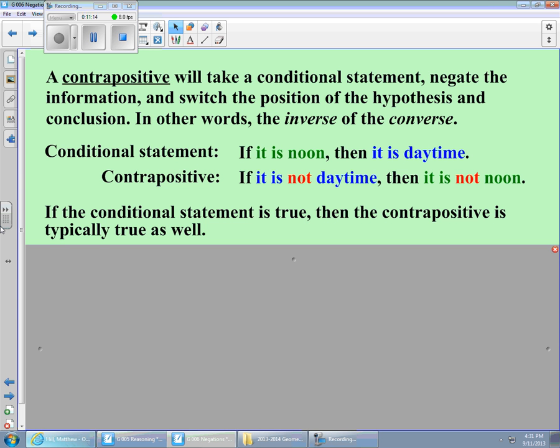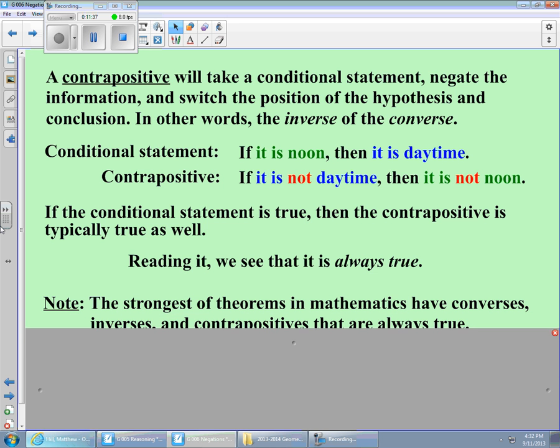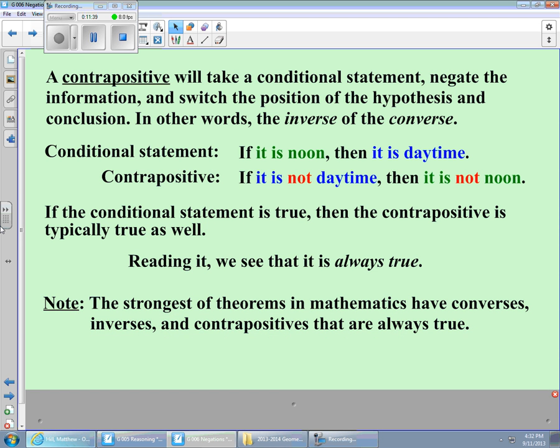Well, absolutely it is. Okay, noon happens during the daytime. So if the hypothesis is going to force us out of daytime, then there is no chance that it is going to be noon. So reading this one, we started off with a very solid conditional statement that could not be argued with, and as a result, we end up with a contrapositive that is also solid and cannot be argued with.